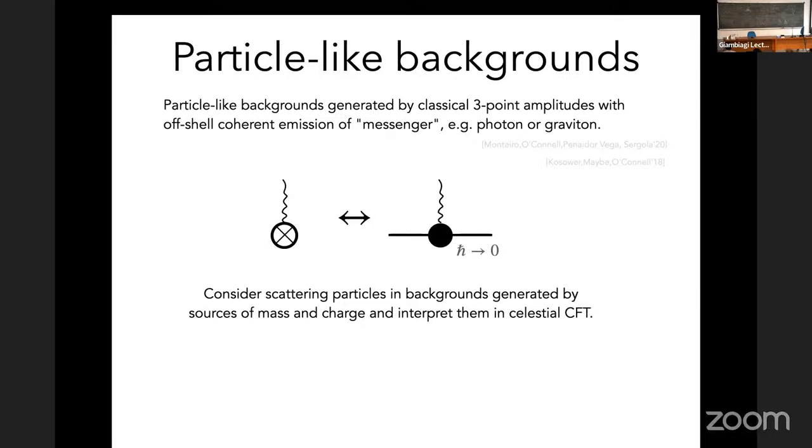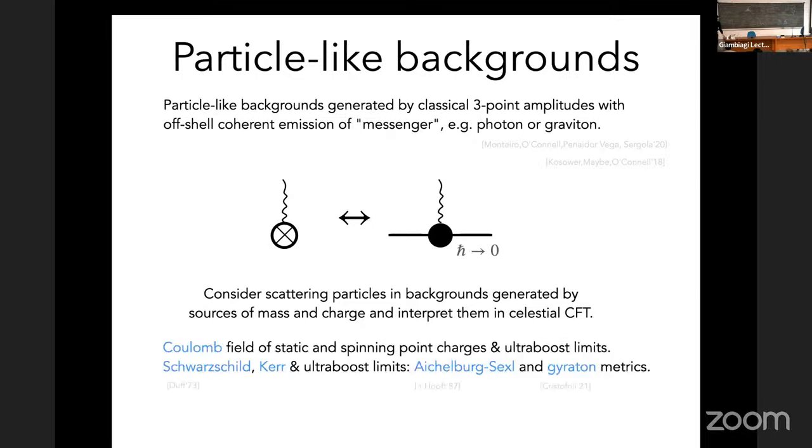In simpler terms, these are backgrounds that are sources of mass and charge, for example, the Coulomb field of a static or spinning point charge, or Schwarzschild and Kerr geometry, as well as some of their limits, including ultra boost limits, which give you shockwave geometries. What all of these solutions have in common is that they take the form of Kerr-Schild backgrounds.